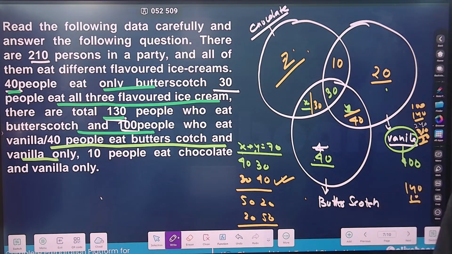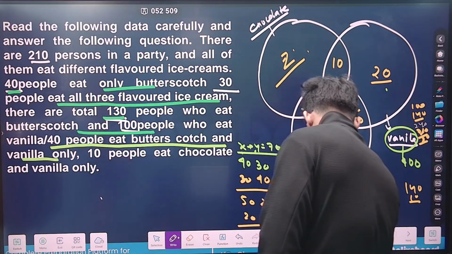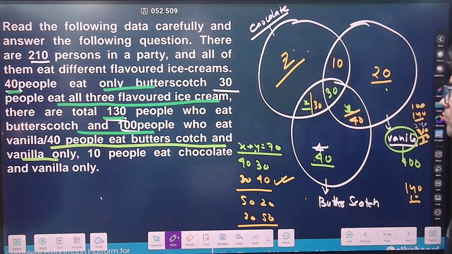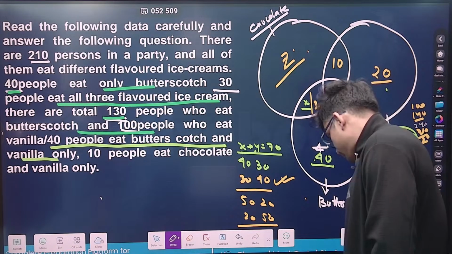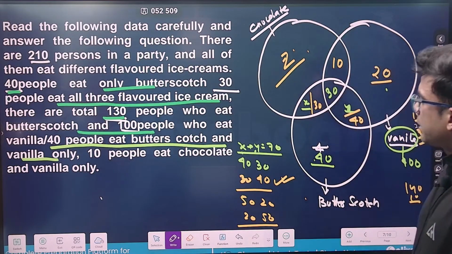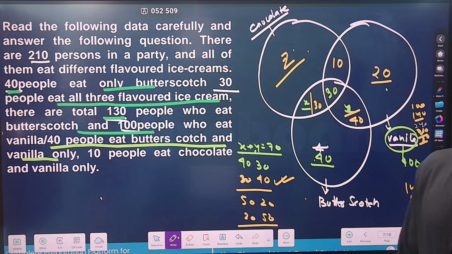Say, everyone. How can you figure out this Z? Say, guys. Think about it. Which data can I use now?